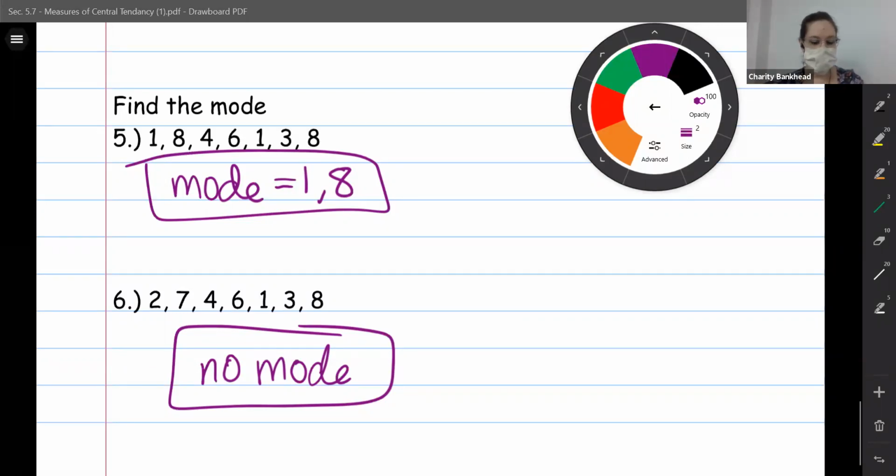All right, moving on to chapter 6, starting with ratios and rates.